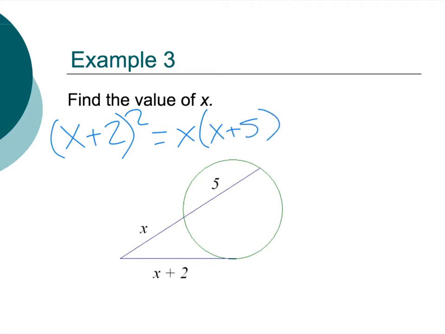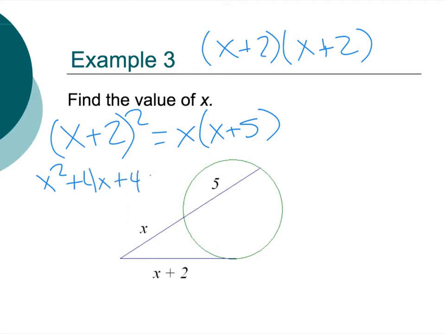Cool. Now, on the left-hand side, when I'm squaring this binomial, oh my goodness, if you just distribute it and get x squared plus 4, I will be very upset with you. I got to think of it as x plus 2 times x plus 2. Okay? And then we FOIL it, so we get x squared plus 4x plus 4 is equal to x squared plus 5x.